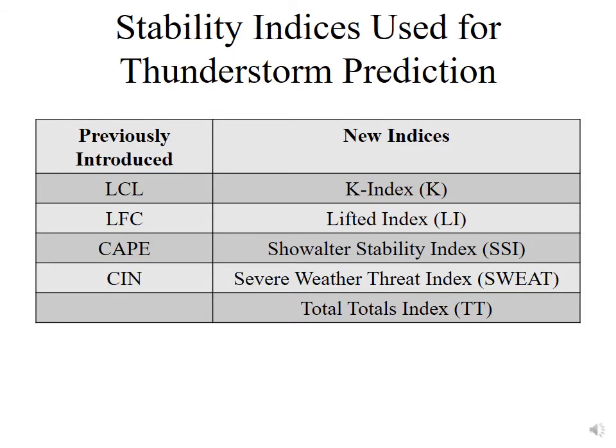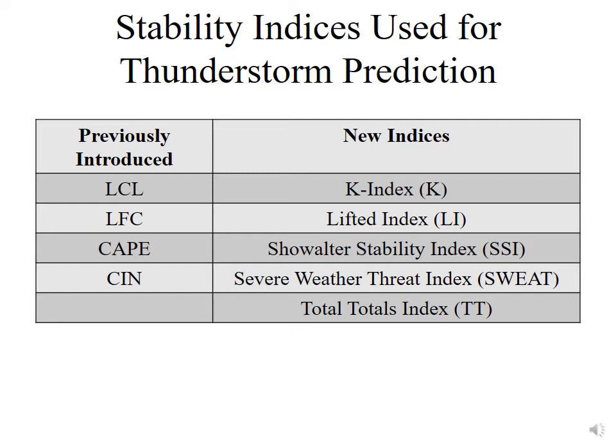So stability indices are used for thunderstorm prediction. We've already kind of introduced some of these without actually calling them stability indices or thunderstorm prediction tools. We've introduced the lifting condensation level, the level of free convection, the convective available potential energy, and the convective inhibition. All of those are things that we can use for thunderstorm prediction.